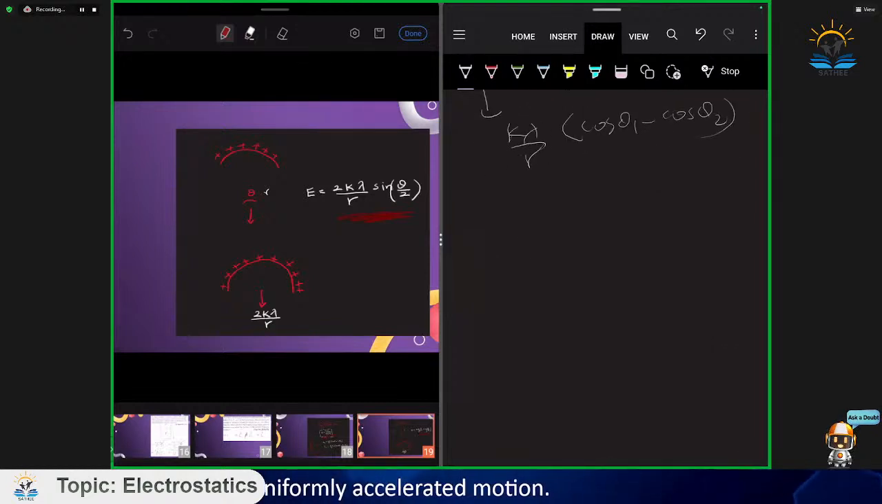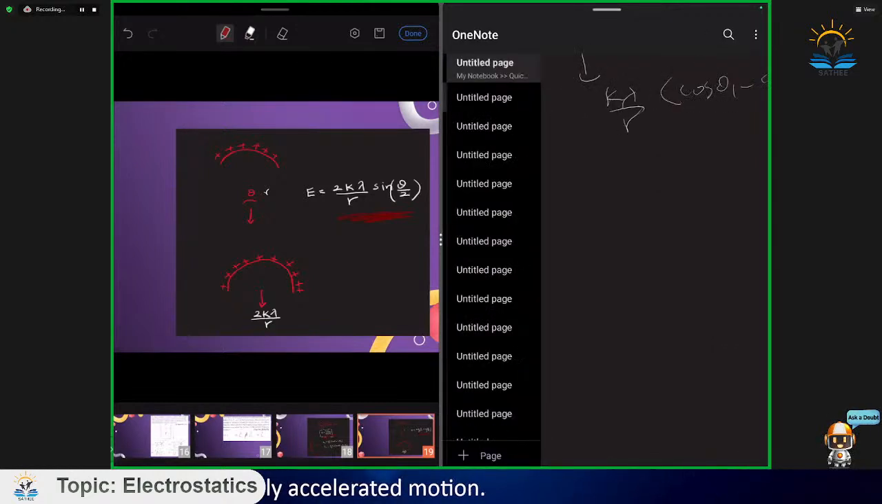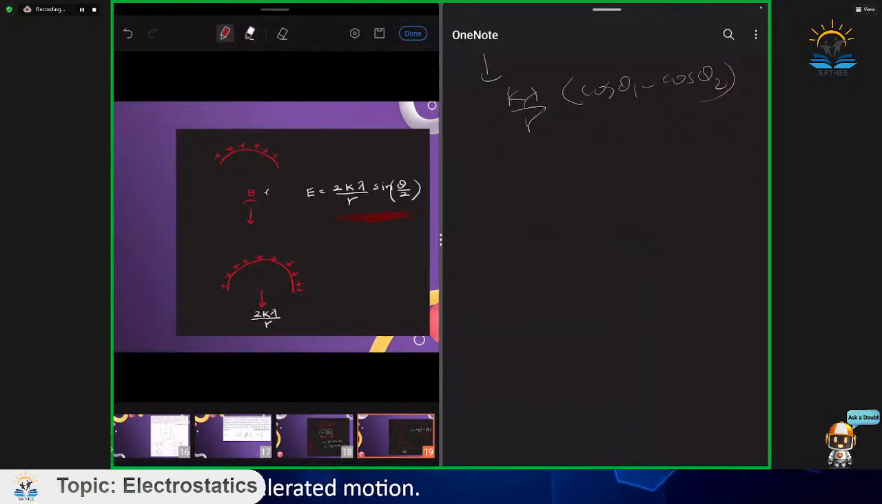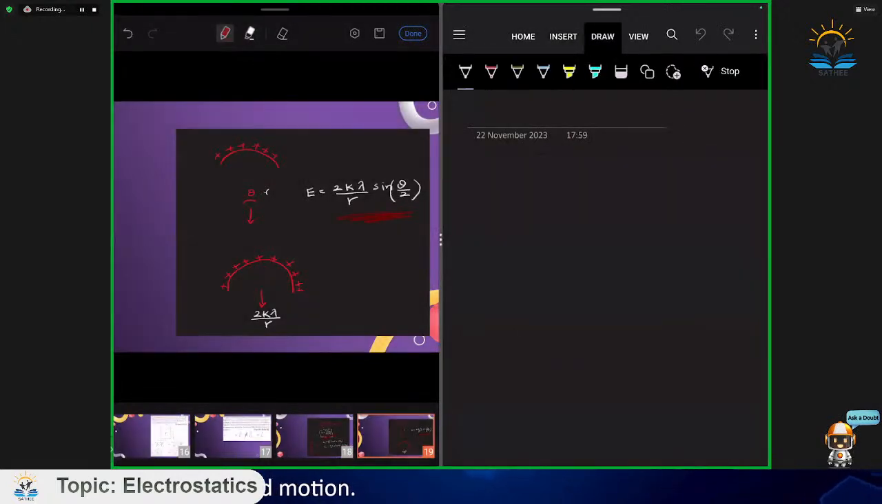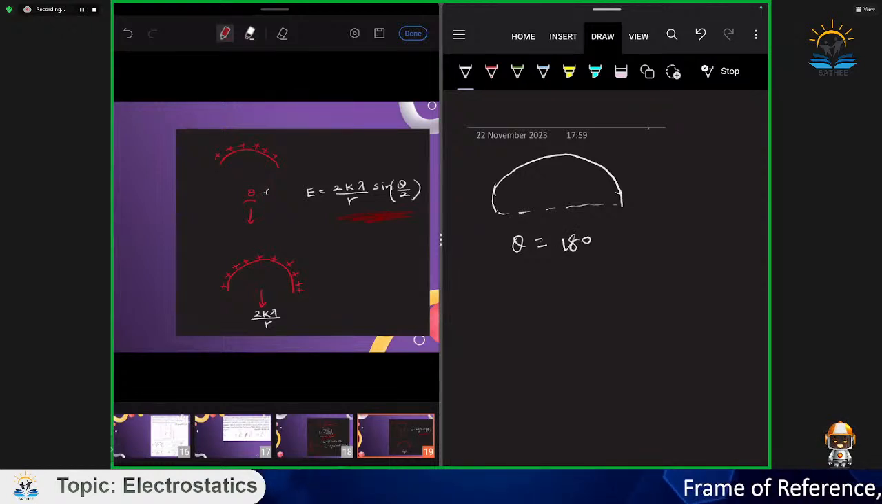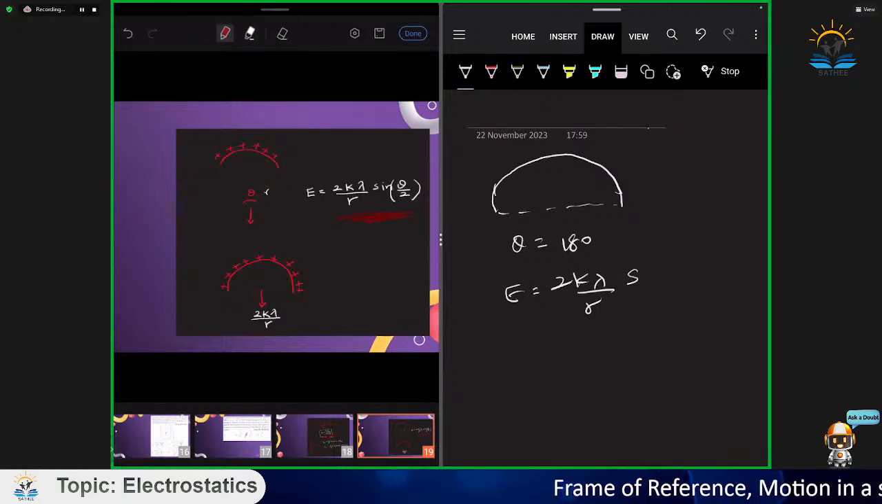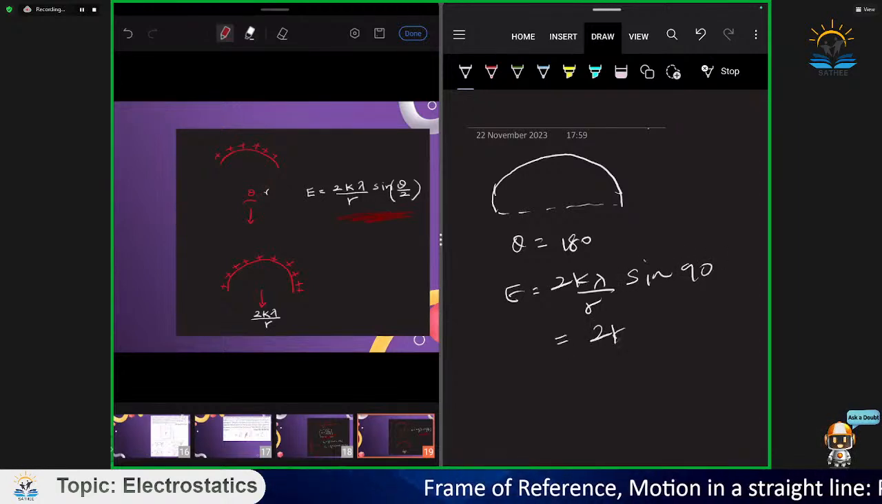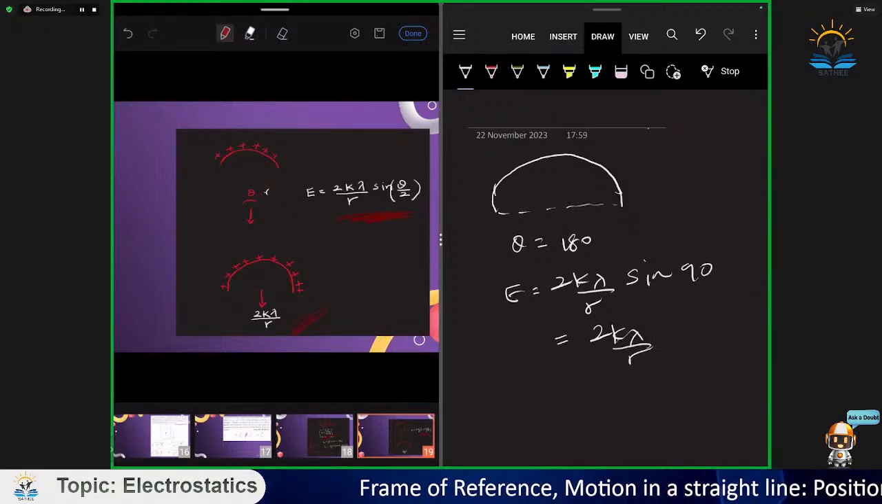For an arc making angle theta, the electric field will be 2K lambda by R sine theta by 2. If that is a semicircle, theta will be 180. So the equation is 2K lambda by R sine of theta by 2, 180 by 2 is 90, and sine 90 is 1. So 2K lambda by R.